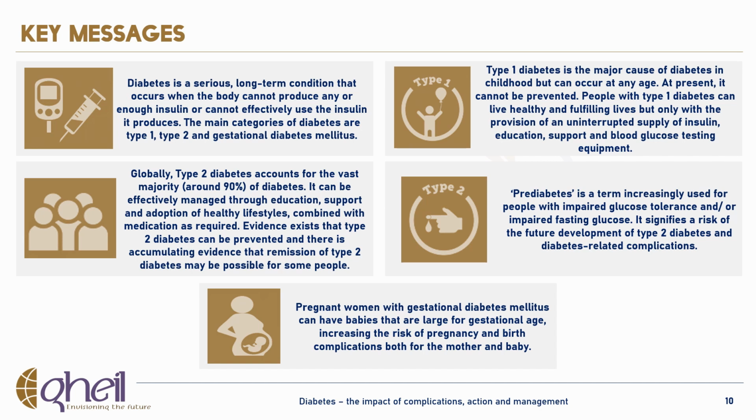Prediabetes is a term increasingly used for people with impaired glucose tolerance and/or impaired fasting glucose. It signifies a risk of the future development of type 2 diabetes and diabetes-related complications. Pregnant women with gestational diabetes mellitus can have babies that are large for gestational age, increasing the risk of pregnancy and birth complications both for the mother and baby.